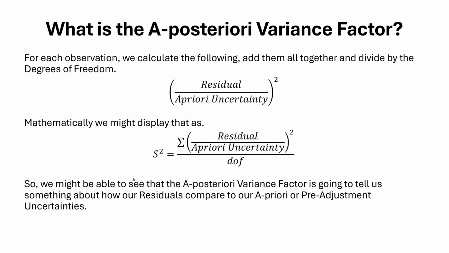So for each observation, what we essentially do is calculate the following, then we add them all together, and we divide by the degrees of freedom. Mathematically, you could think of this as the following. The A-posteriori variance factor is equal to the sum of residual divided by the a priori uncertainty, all squared, divided by the degrees of freedom. So we might be able to see that the A-posteriori variance factor is going to tell us something about how our residuals compare to our a priori, or pre-adjustment, uncertainties.